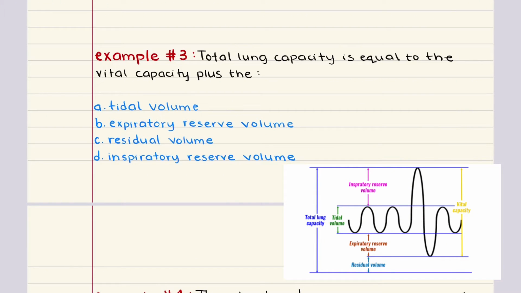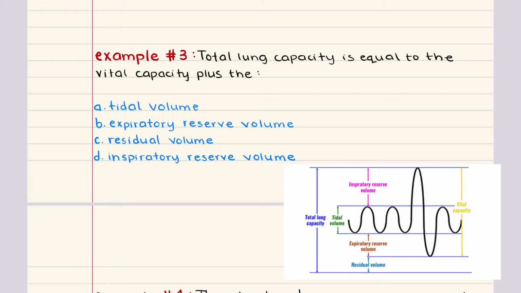Now think about vital capacity, or VC. That's the volume of air that you can actively move in and out. It includes 3 parts: your tidal volume, which is your normal breaths, your inspiratory reserve, which is extra air you can inhale after a normal breath in, and your expiratory reserve, which is extra air you can push out after a normal breath out.